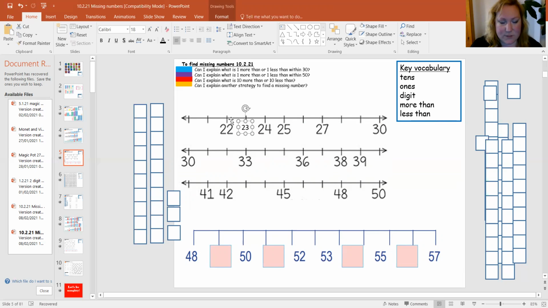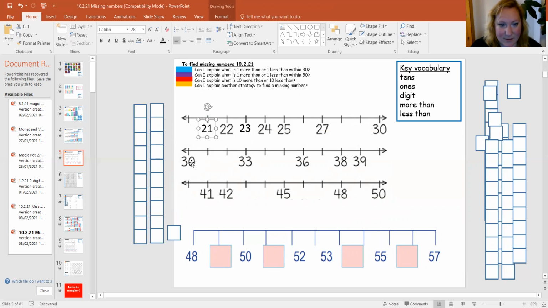Excellent. Now, what is 1 less than 22? Let's go back to our 22. Here's 10, 22, 1 less. It's 21. 21 is 1 less than 22. 23 is 1 more than 22.